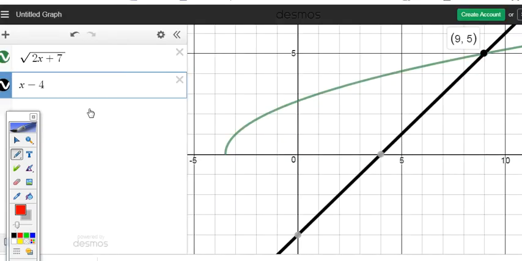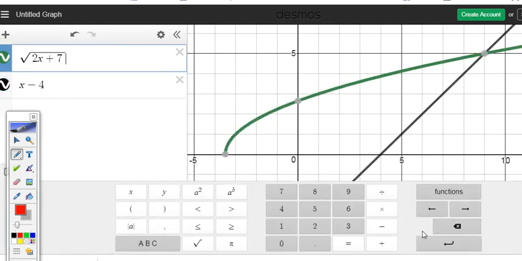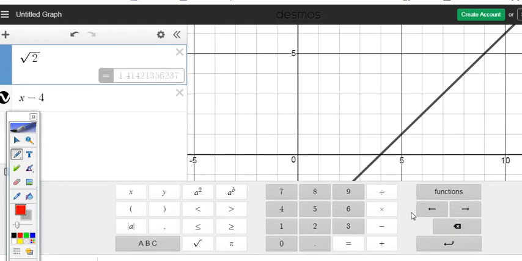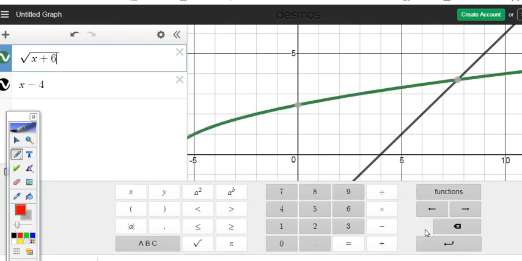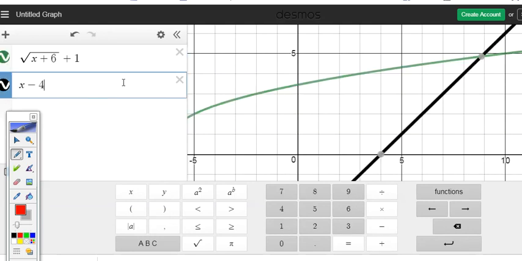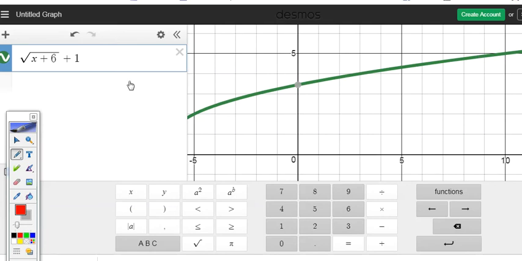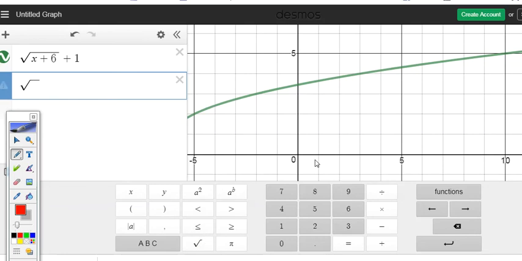I'll type these back in. I'm going to go square root of x plus 6. Was that what was under the root there? Yeah. And then is there a plus 1 on the outside of that? Yes. Okay, that's the left side function. Here comes my right side function. It was square root of 7 minus x.